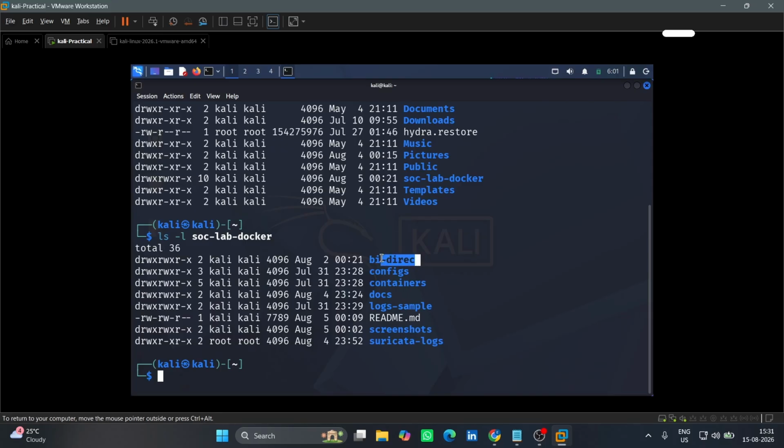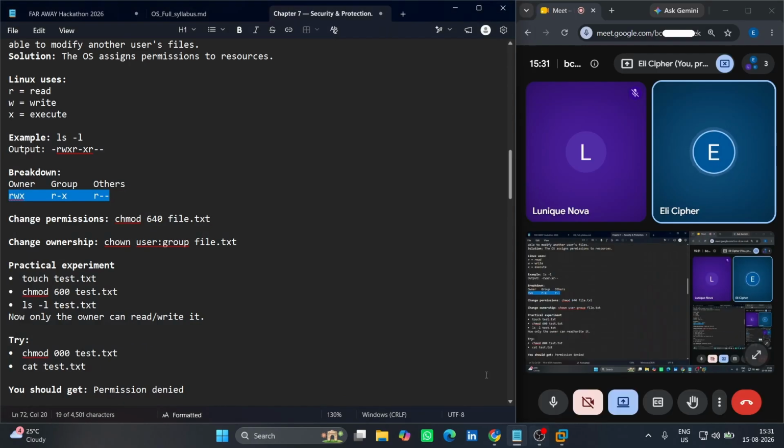So if we take a look at this file, by direct, the user, the owner, is Kali, so Kali has full permission. The group it belongs to also has full permission, but other users have only two permissions: read and execute. They don't have the permission to write. It means they can execute and read the folder, but the other users cannot write or make any changes in the particular directory, right? Is it clear to you?